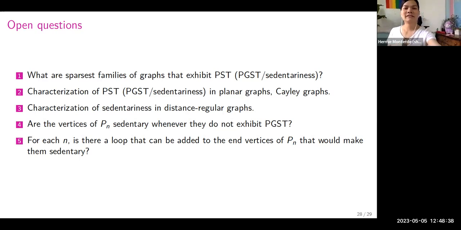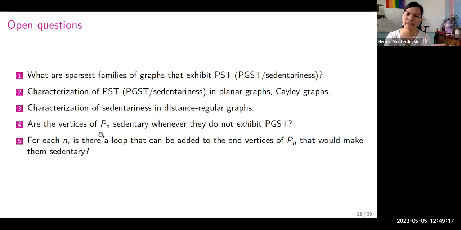And of course, we like sparse graphs. So we also ask the question, is there a characterization of PST, PGST, or sedentariness in planar graphs? Because in planar graphs, you can't have too many edges. Otherwise, they would contradict planarity. Also, Cayley graphs are a little bit difficult, honestly. There's a lot of study there, but there's still a lot of work that needs to be done there as well. Characterization of sedentariness in distance regular graphs.